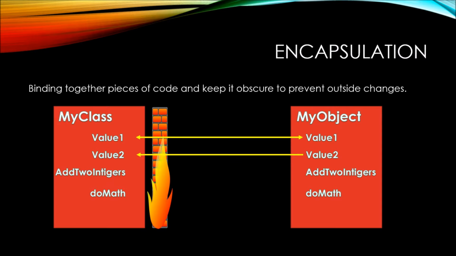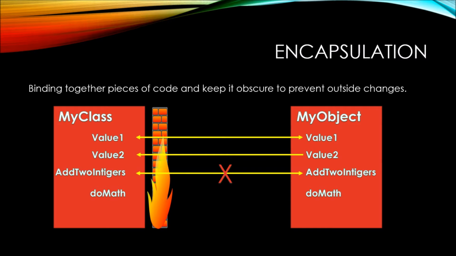However, when it comes to the property value2, my object only has the capability of setting the value. It does not have the ability to see the value of value2 once it's been set. This is because the set accessor is the only accessor on the value2 property. When it comes to the addTwoIntegers method, we're eliminating the access from my object altogether.